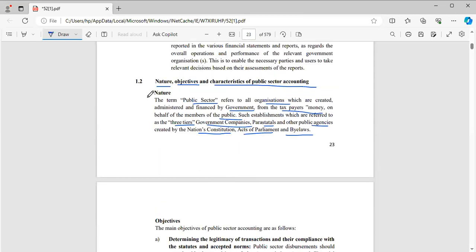All right, so this is the nature of the public sector. This is how the public sector is structured. It talks about all organizations owned by any of the three tiers of government, and they are financed, controlled, and managed by taxpayers' money. Many of them are established by the constitution, act of parliament, or bylaw. This is simply the nature of public sector accounting.